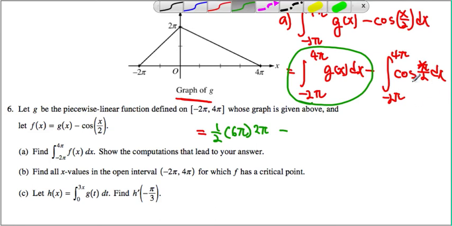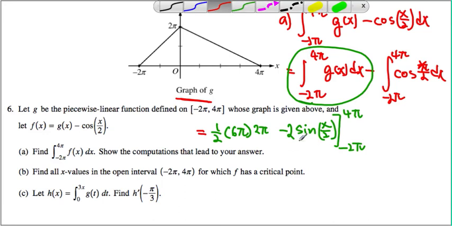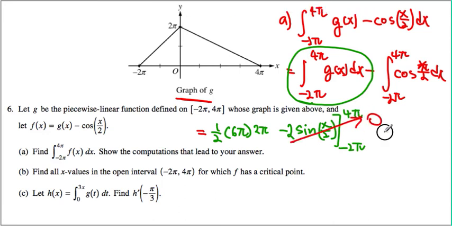The antiderivative of cosine becomes sine of x over 2 divided by the derivative of the inside, which is 1/2, so we will just simply have 2 in the front, from negative 2 pi to 4 pi. When you plug in 4 pi, we get sine of 2 pi, which is equal to 0. If I plug in negative 2 pi, I get the sine of negative pi, which is still equal to 0. So this portion cancels out to be 0. So our final answer becomes 6 pi squared.